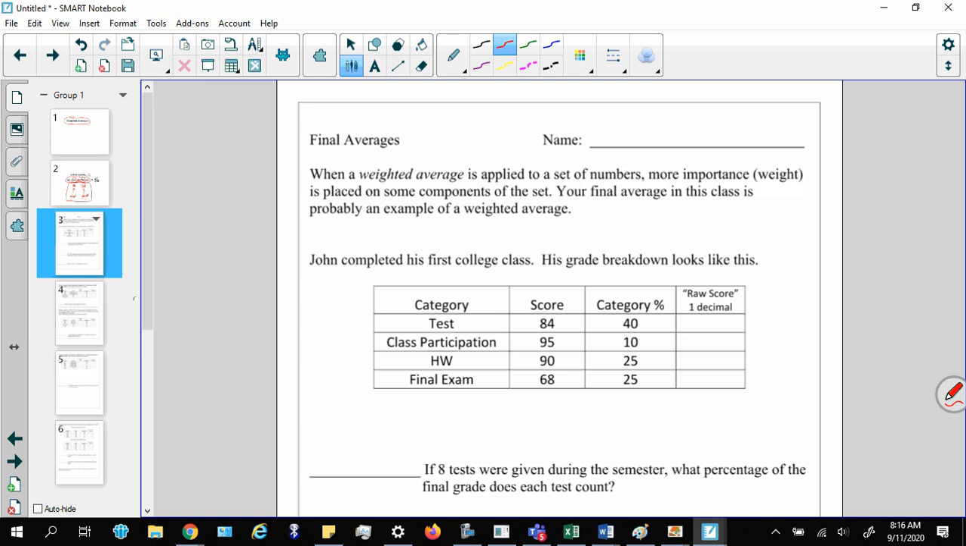It says John completed his first college class, and here's the breakdown. His tests averaged out to an 84. His class participation averaged out to a 95. Homework, and then lastly, final exam. Pay attention to that, because that's going to be very important. Let's go ahead and start answering the questions that are written.